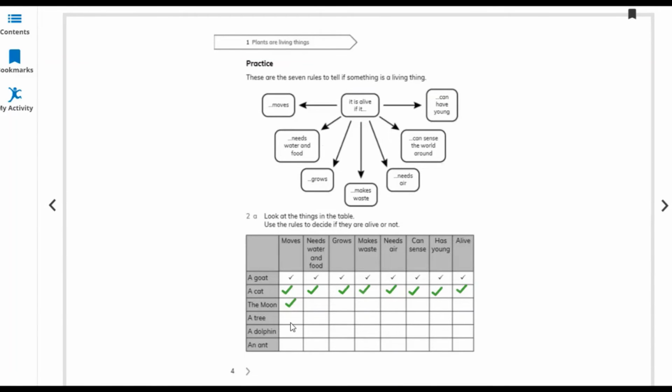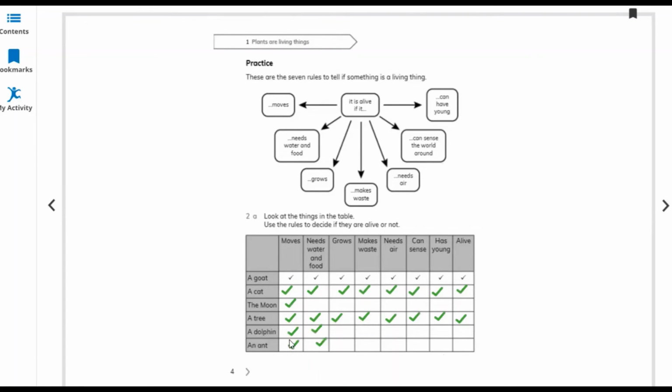A tree. Move, yes, it grows upward, not moving from one place to another place. So growing upward, it's move. Needs air and water, yes. After this, grow, yes. Make waste, a tree. You can say the leaves, it makes waste sometimes. Need air, yes. Can have senses, has three senses, yes. Young, has seeds, so you can consider it as young. And alive, obviously. Like a dolphin, fish, same as above, all the characteristics of a living thing. For both, you can mark all correct, because living things mostly have all of these characteristics.